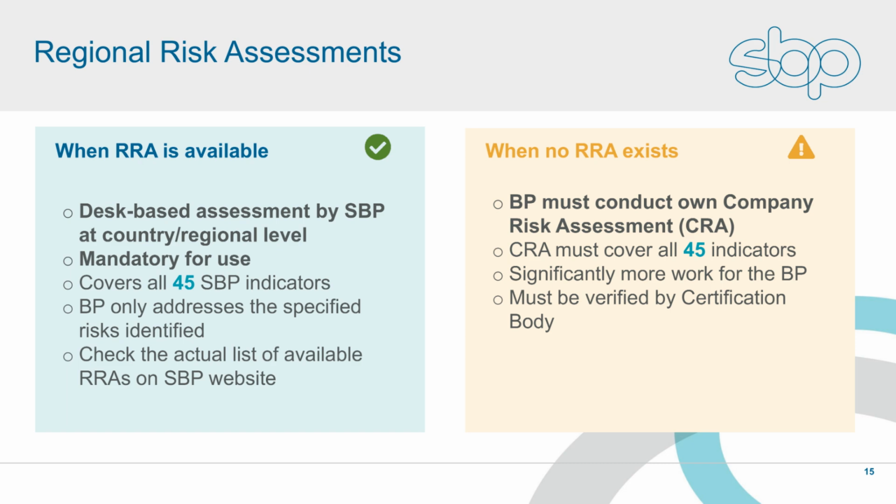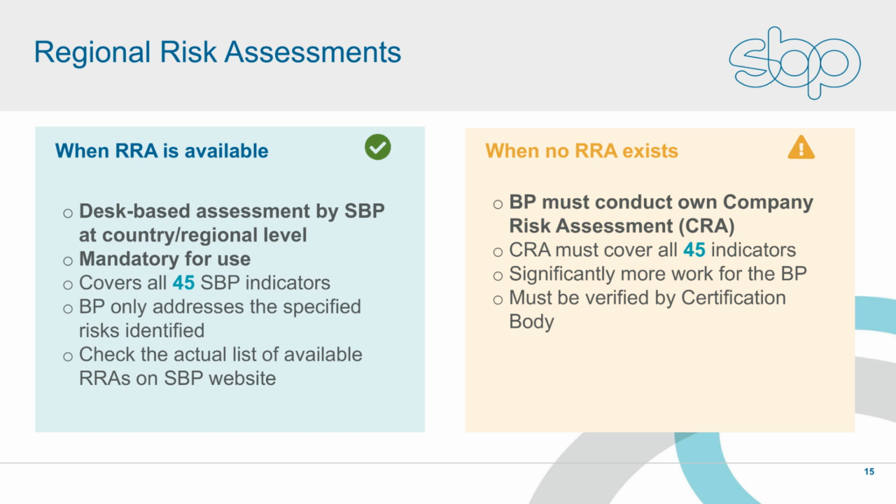In this situation, the biomass producer must conduct its own company risk assessment. The CRA must cover all 45 indicators. There are no shortcuts. This is significantly more demanding than working from an RRA because the organization has to gather and evaluate evidence for every indicator itself rather than relying on a pre-published assessment. And unlike the RRA, which is prepared by SBP as a scheme-level document, the CRA is subject to direct verification by the certification body during the audit.